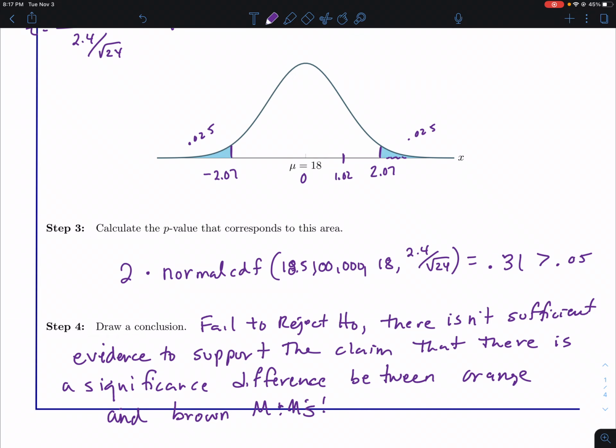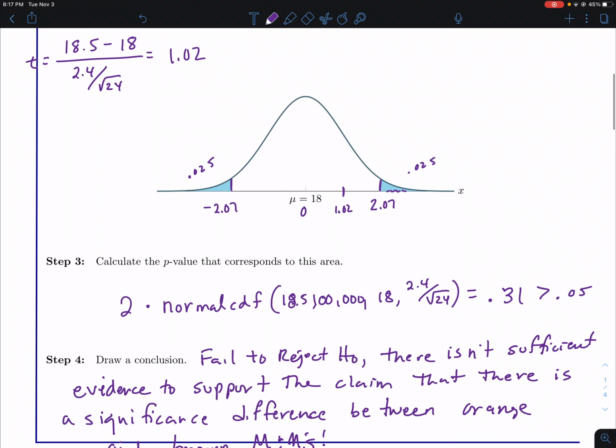So again, notice I did this two different ways. I did the p-value, which is our 0.31, but I also used the t-score and figured out where my outside t-scores would be, where I would need to land in order to actually be in that blue area. So I kind of got a double confirmation that I actually did this right.